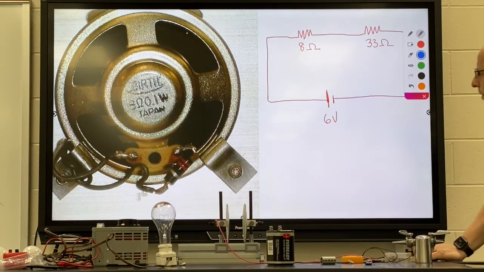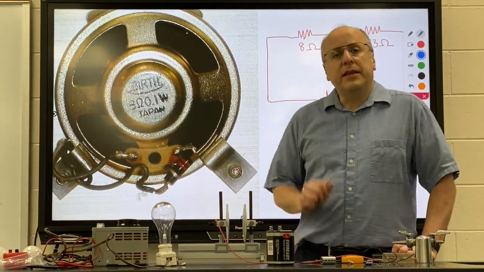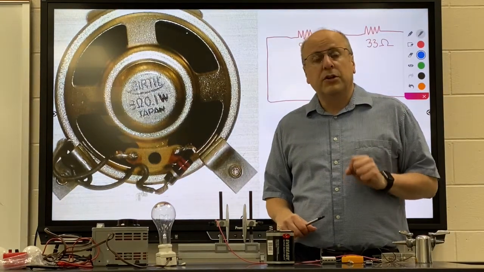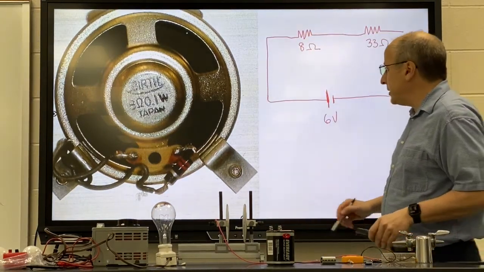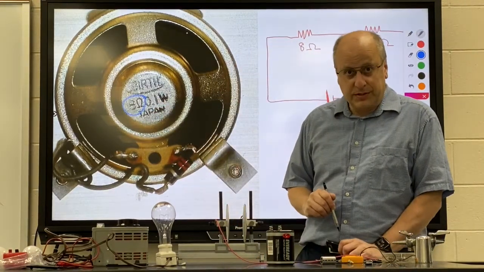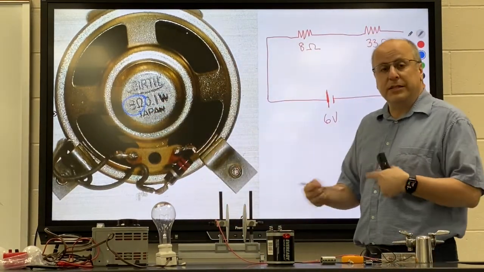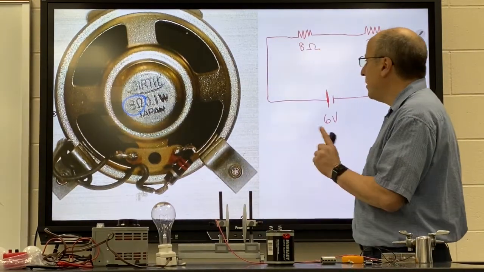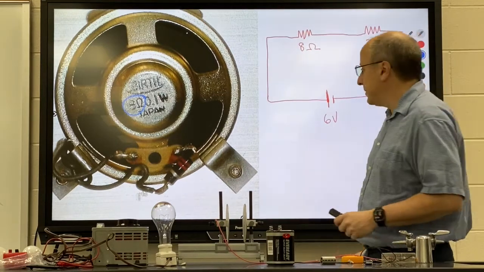Okay, so here's our first real series circuit. This is a series circuit with a resistor and a speaker. What I'd like you to notice is the speaker itself has a resistance of 8 ohms. That's the coil of wires inside the speaker. Later in the year, we'll learn how speakers work, but for now, it's 8 ohms.